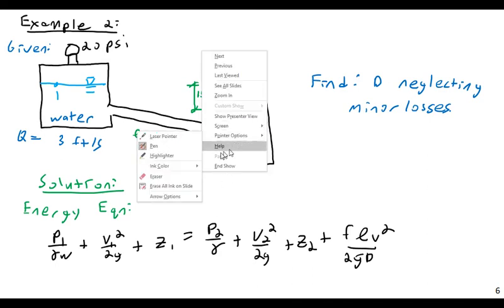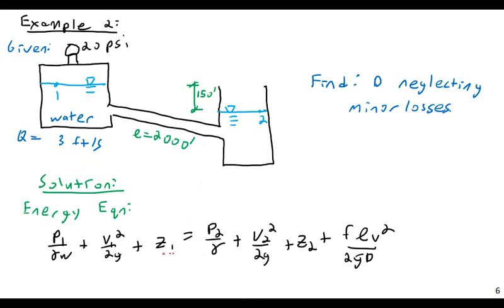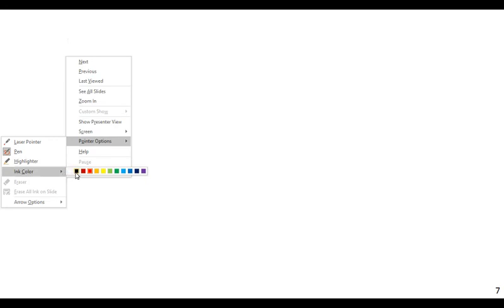Well, I can't cancel out the elevations, but I can cancel out the velocities, so I'll first eliminate those. And I will say that P2 is equal to 0 because it's a free surface there, and we're talking gauge pressures. Next, what I'm trying to do is develop this in a more simplified form.